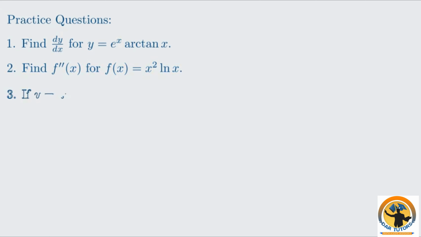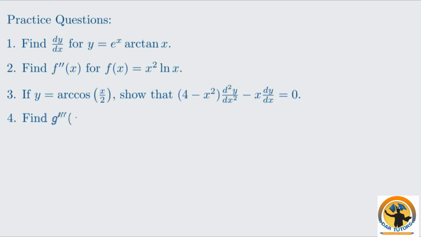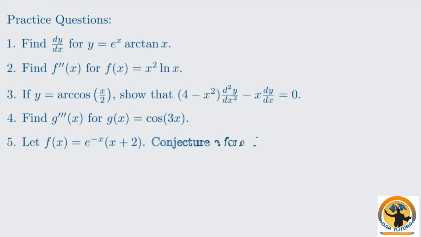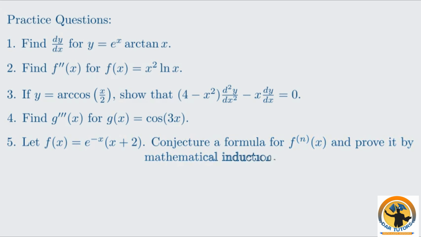Question 3. If y equals arccos of x over 2, show that the quantity 4 minus x squared times the second derivative minus x times the first derivative equals 0. Question 4. Find the third derivative of g of x equals cos of 3x. Question 5. Let f of x equals e to the negative x times x plus 2. Conjecture a formula for the nth derivative, f superscript n of x, and prove it by mathematical induction.